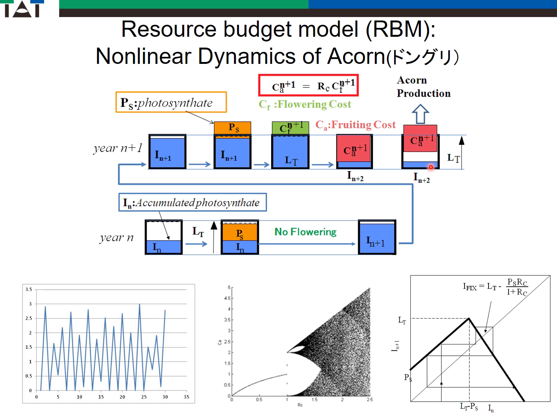This simple mechanism is written in this graph. X-axis is n, y-axis n plus 1. Then this is time series with the changing of the RC. RC is this time the control parameter. CA is this one, and fruit cost. By changing the RC, you can get this type of bifurcation diagrams.